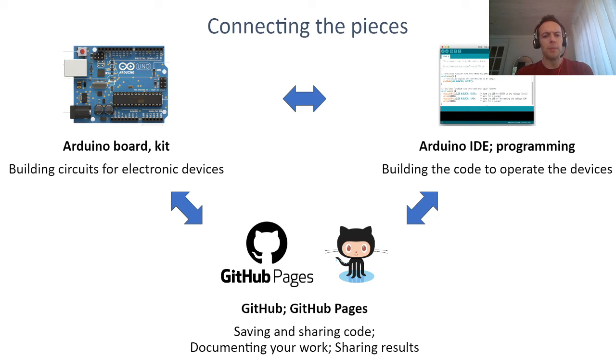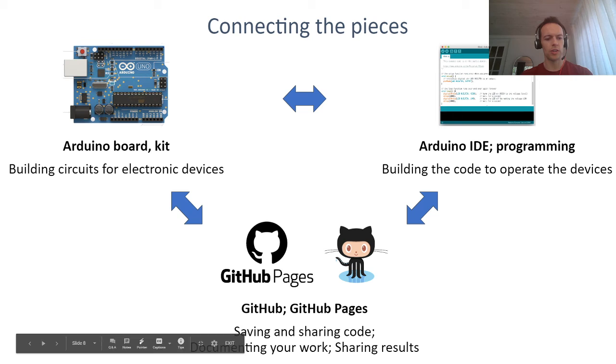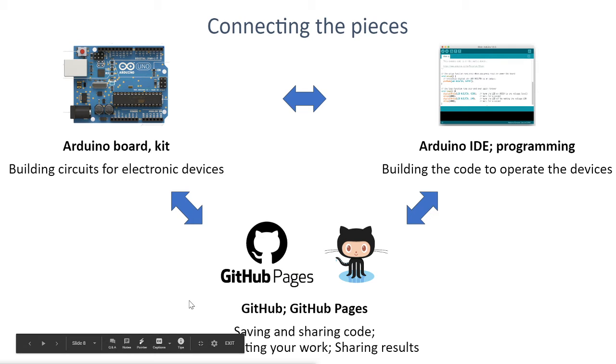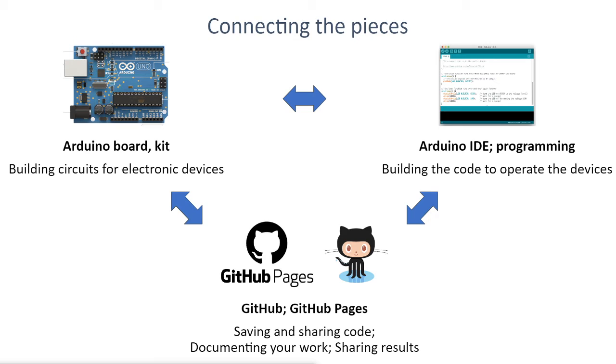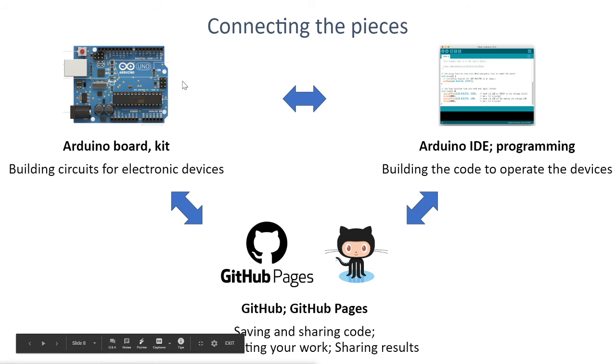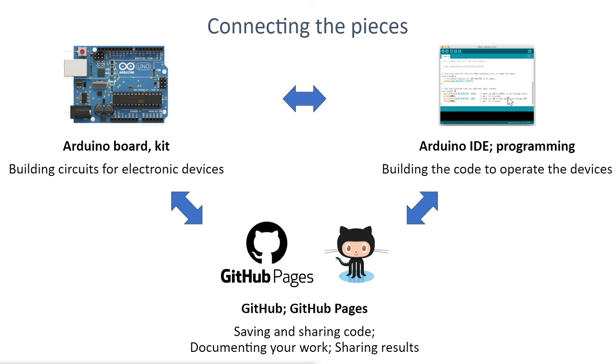All right, the three main pieces that we're going to use in this course: you're going to be building circuits using an Arduino board, and we'll do the intro to Arduino in a little bit. That's going to be the main way that you build these physical circuits, and then you're going to interact with that Arduino board and give it instructions via the Arduino IDE, and IDE stands for Integrated Development Environment. This is where you're going to do your programming, building the code that will operate the devices.